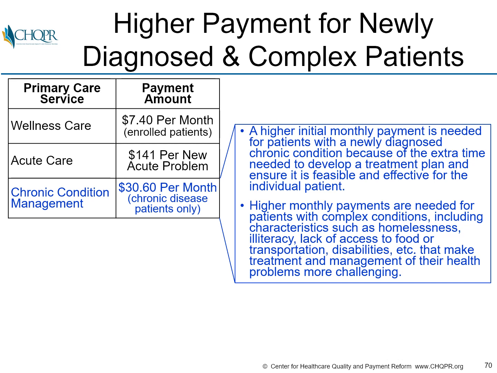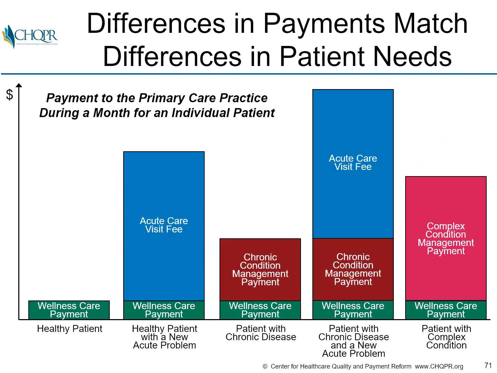Second, some patients will have characteristics that make chronic condition management much more complex, either because the patient has multiple chronic diseases or because the patient has other characteristics such as a disability or lack of access to transportation. This approach to payment ensures that during any given month, the total payment the primary care practice receives for a patient is based on the primary care needs of that patient during the month.